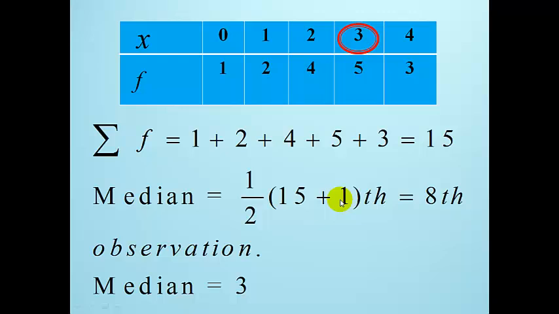And 15 plus 1 is 16. So half of 16, that is 16 over 2, is equal to 8. That is the 8th observation. Now what we do is that we start addition from the frequency table. We start from 1 and add till we get to the 8th observation. Take note, because the summation of frequency is an odd number, this is how we find the median.